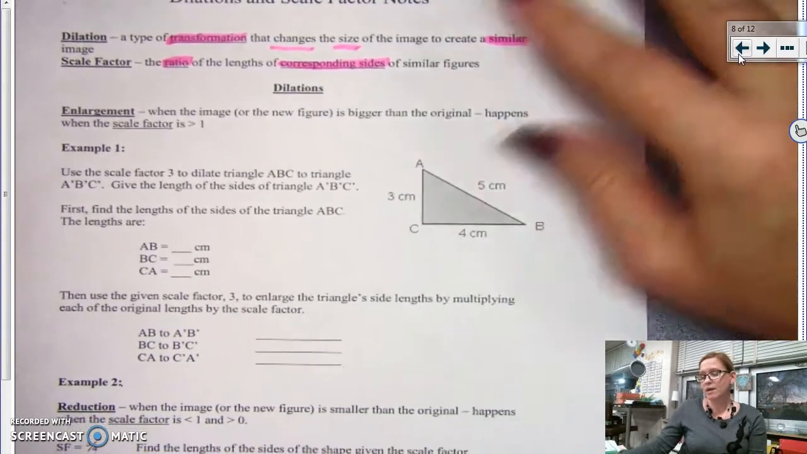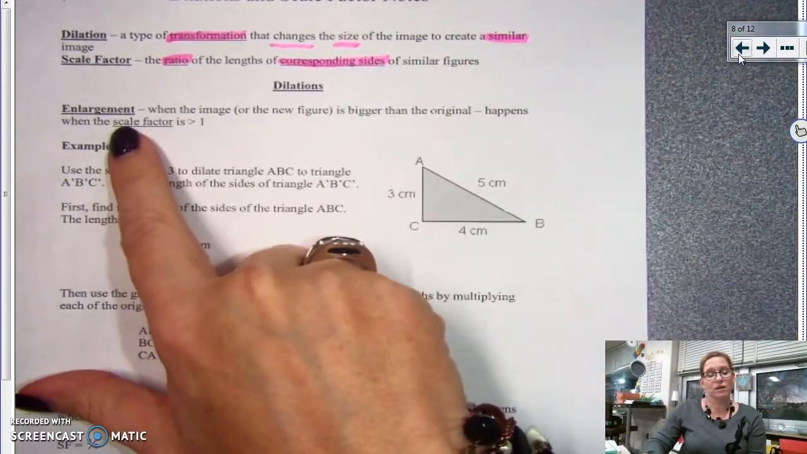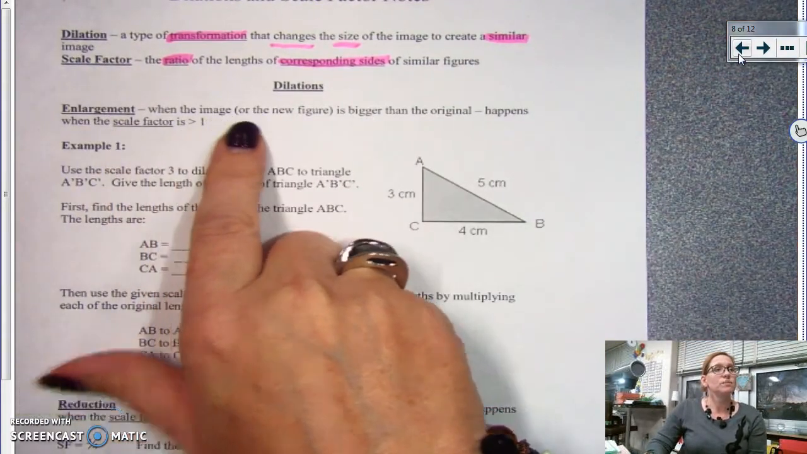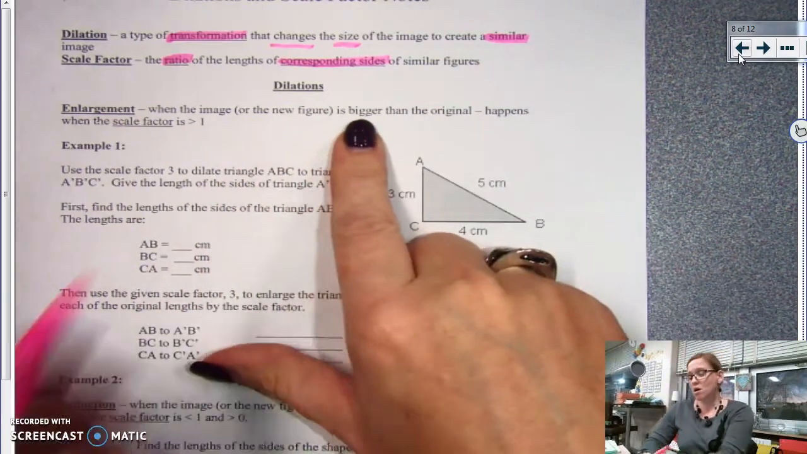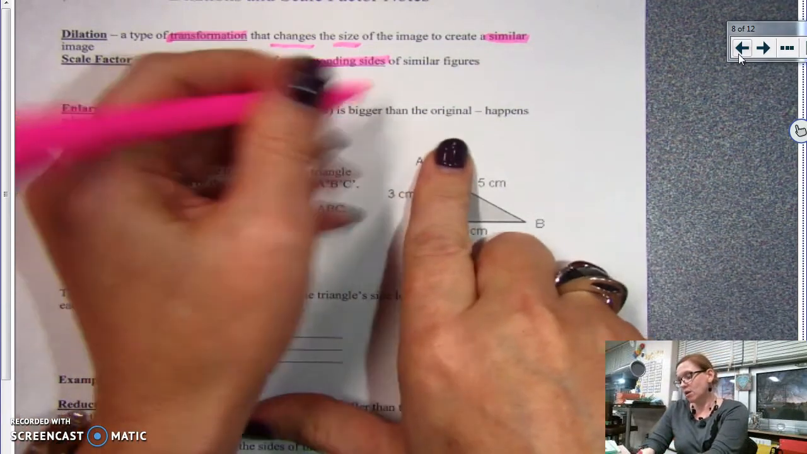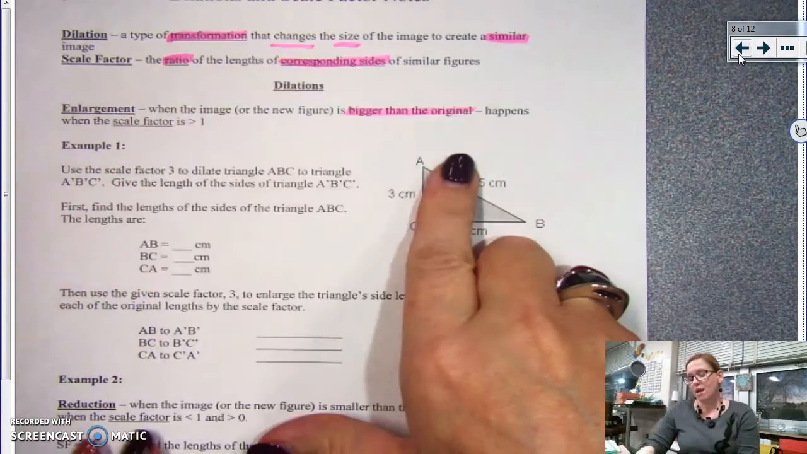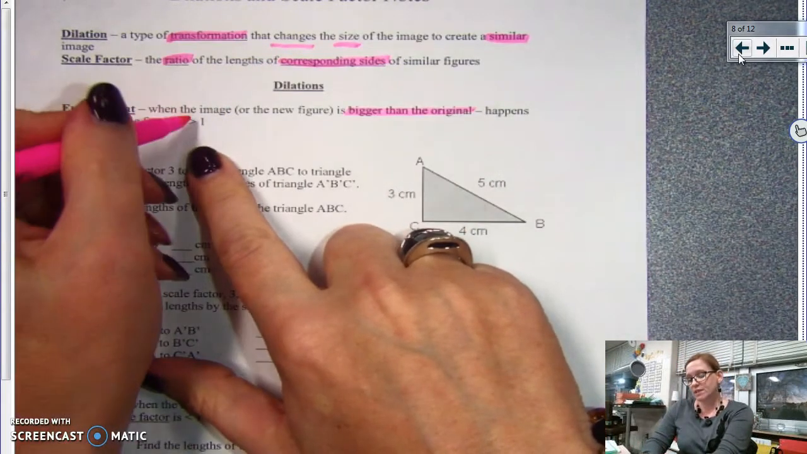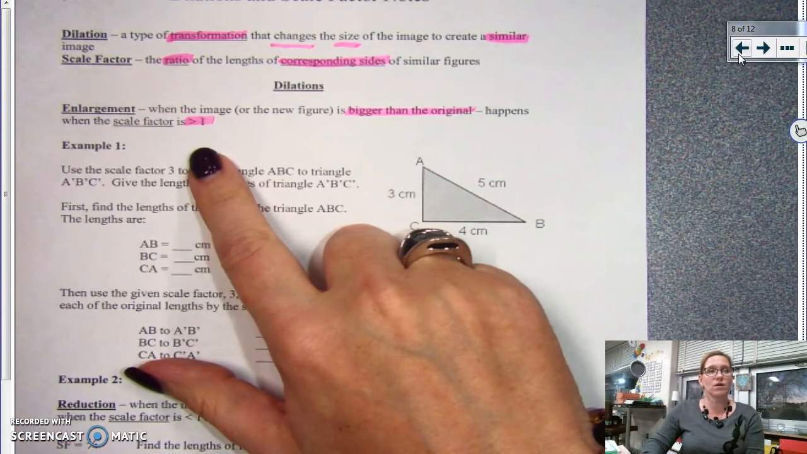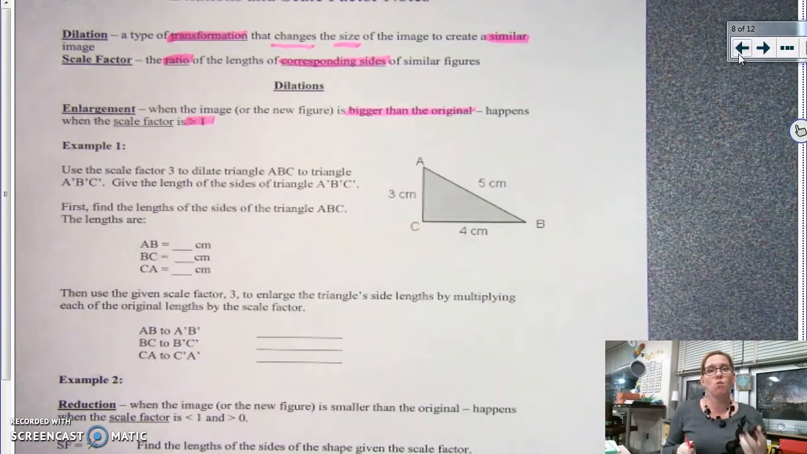So first in dilations is our enlargement. When the image or the new figure is bigger than the original, bigger than original. Usually this happens when we have a scale factor that is greater than 1. So your scale factors will be 1, 2, 3, 4, 3.5, 2.75.